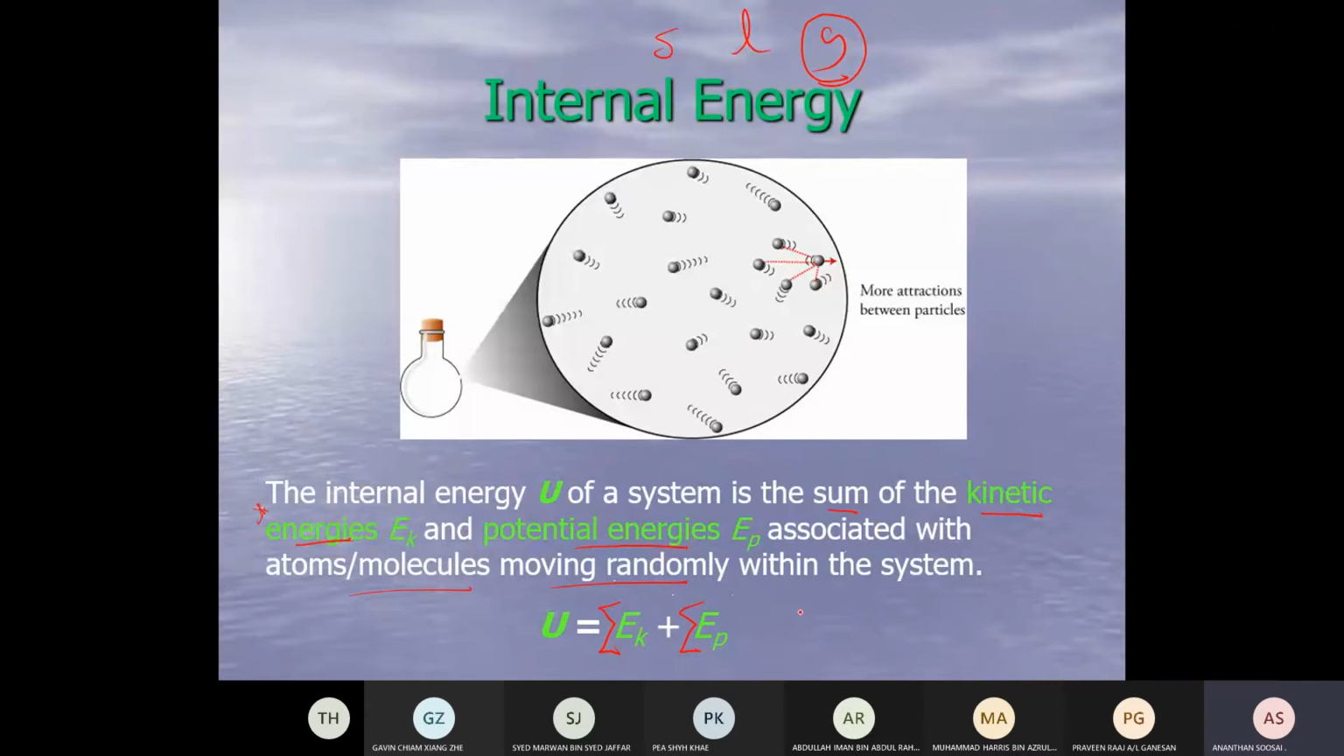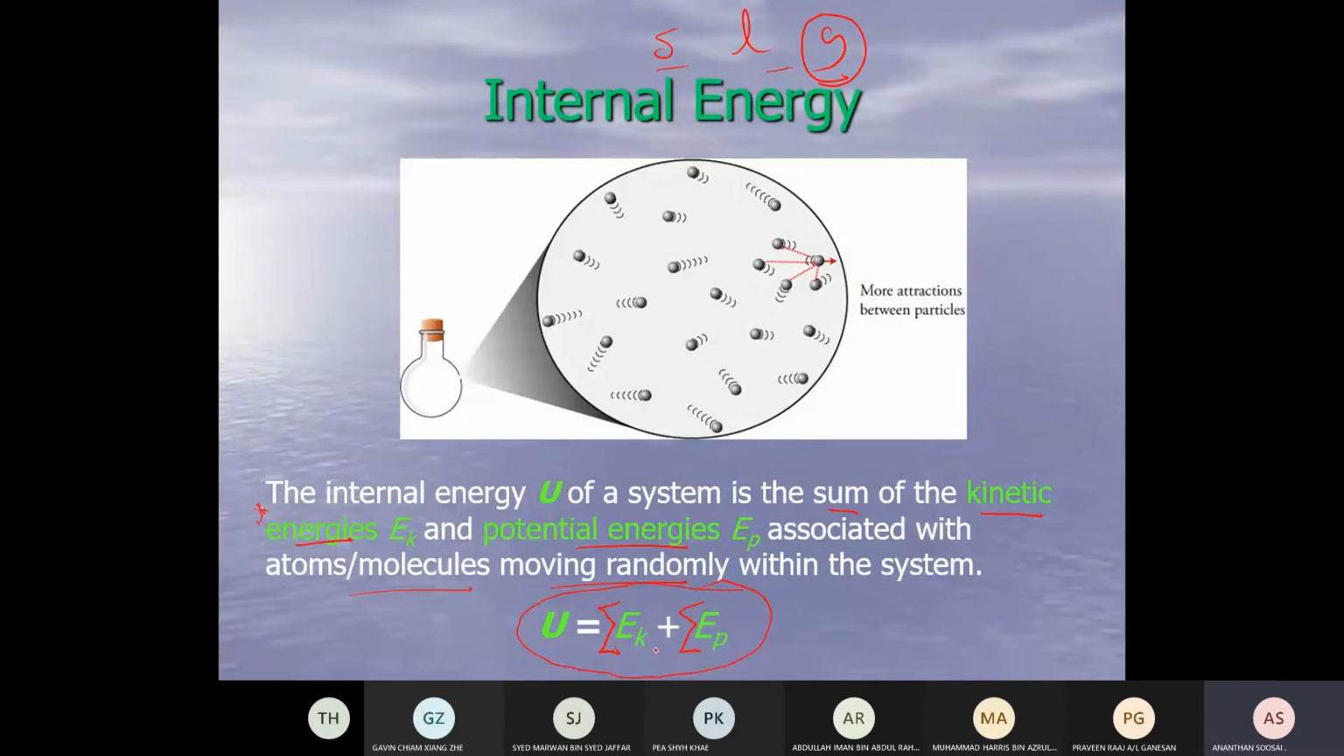Okay, you must say due to random movement. Okay, this is internal energy. So just now I asked solid, liquid, gas, which has the greatest internal energy? Just now some of you told me it's a gas. That's good. It's a gas.